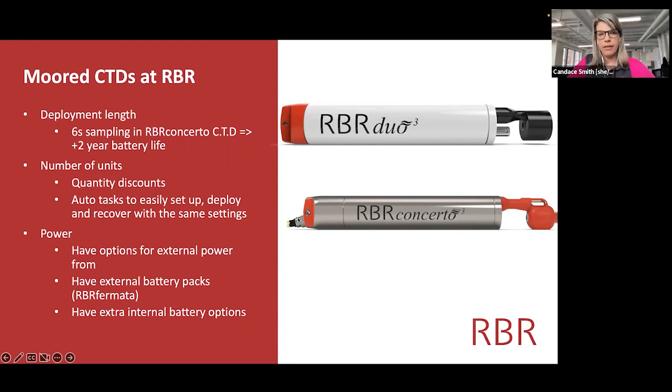And then we also have, I say internal, but it's really doubling the length of the deployment by having a second housing that doubles the batteries. So you're really doubling the deployment. It's not fully separate. There's not a cable. You can just connect it on directly. So power should never be an issue for these sorts of deployments if you're using an RBR CTD.